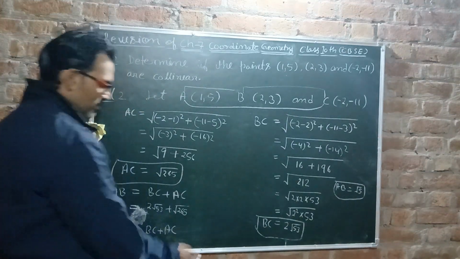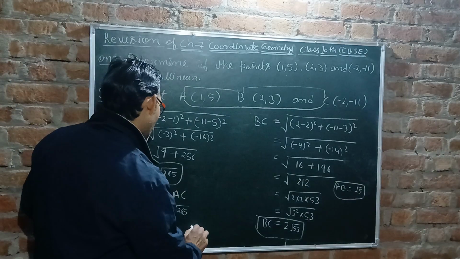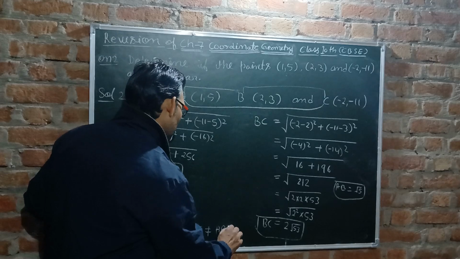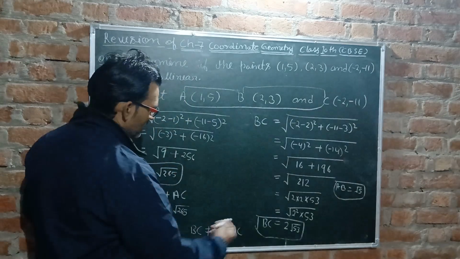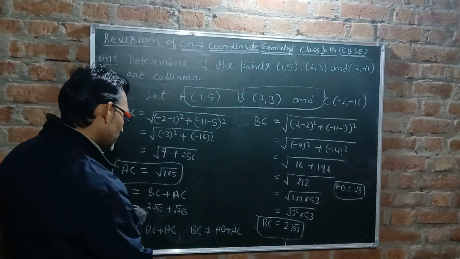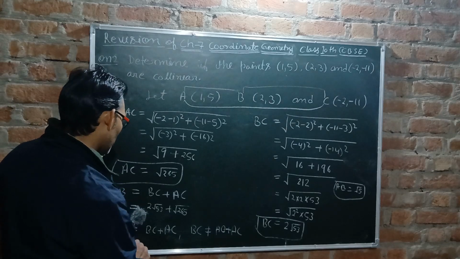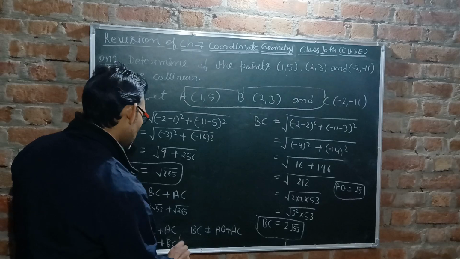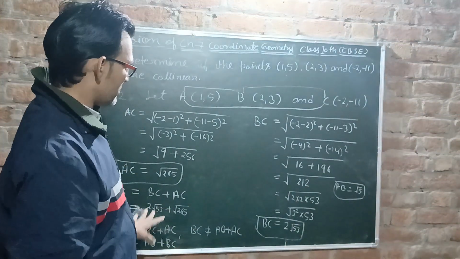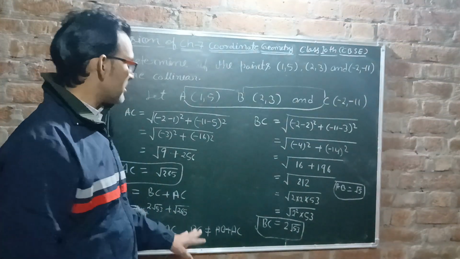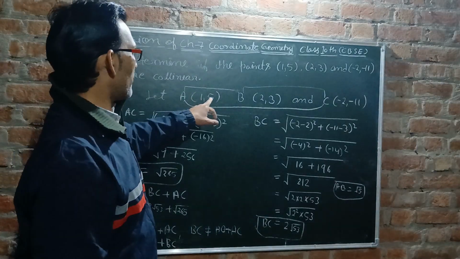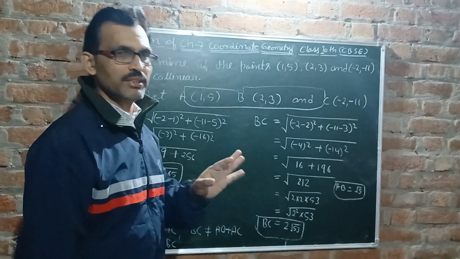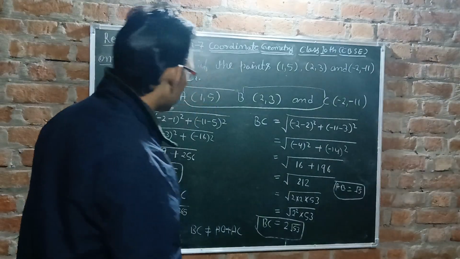Or similar way you can write BC is not equal to AB plus AC. Similarly, AC is not equal to AB plus BC. Okay. So students, from here we can conclude that the points 1, 5, 2, 3 and -2, -11 are not collinear points. What we concluded?